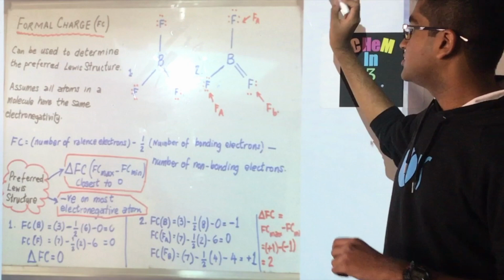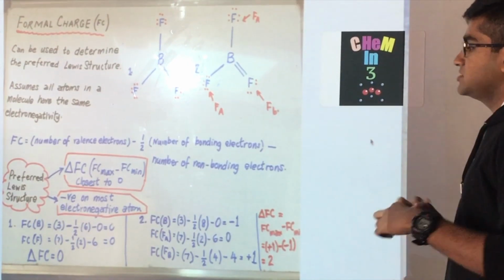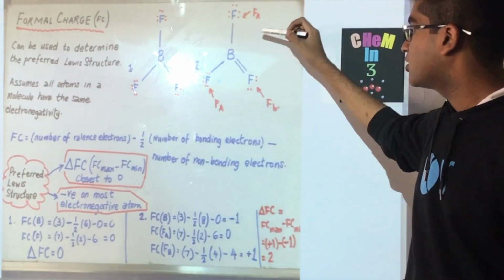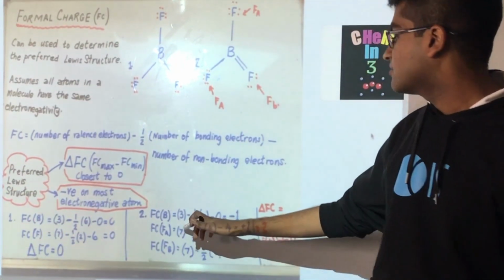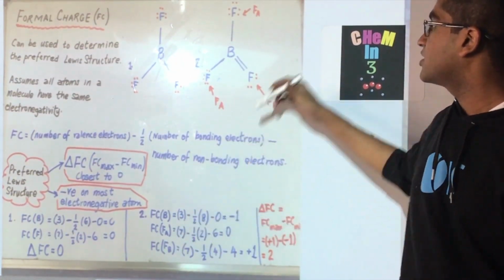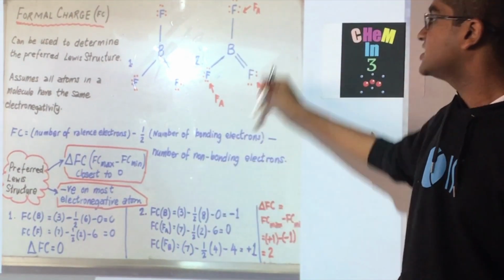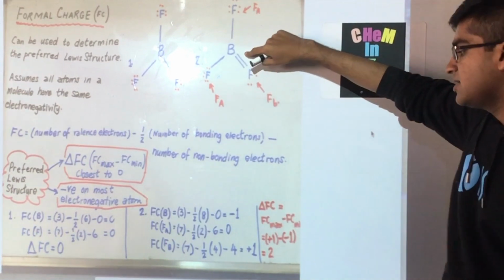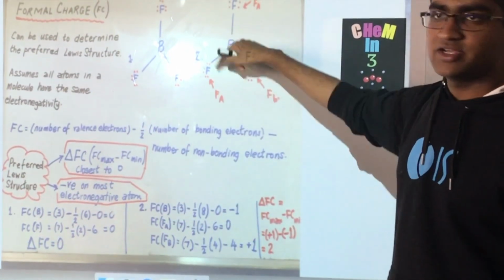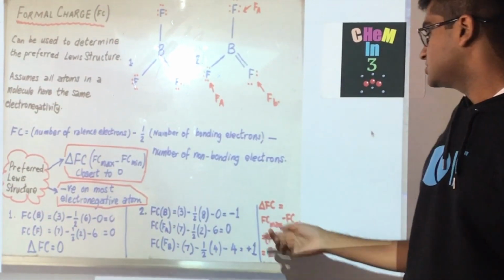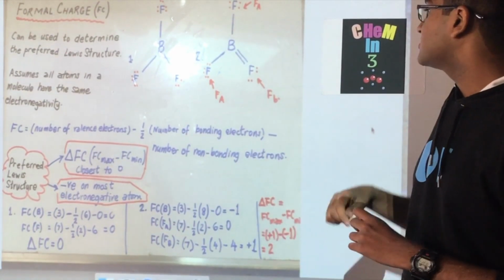Whereas if we come to this second possible structure, the formal charge of the central atom boron in this case will be calculated as 3 minus the number of bonding electrons. So 1, 2, 3, 4, 5, 6, 7, 8, because there's an extra double bond here, and minus 0 again because there are no non-bonding electrons, so that is -1.